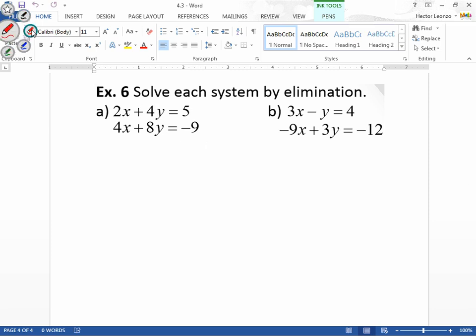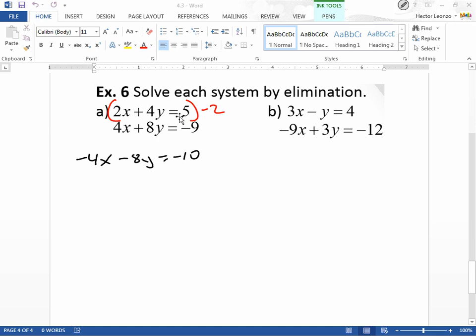So let me multiply this first equation. Let me multiply everything by -2, because I'm looking at my x, -2 times 2 is going to give me -4, so then they're going to cancel out. So let me multiply once again everything by -2 on the first equation. So I have -4x, -8y is equal to -10. Right? Multiplied everything by -2.